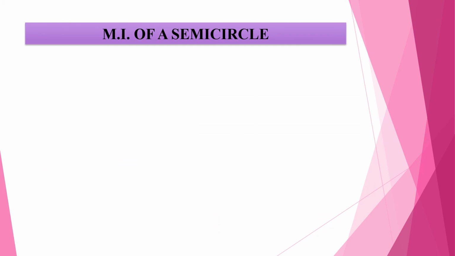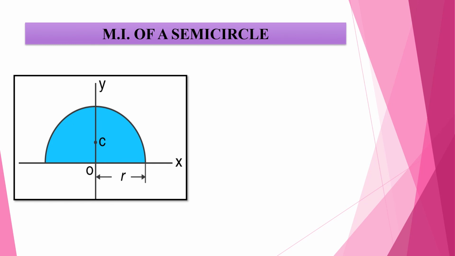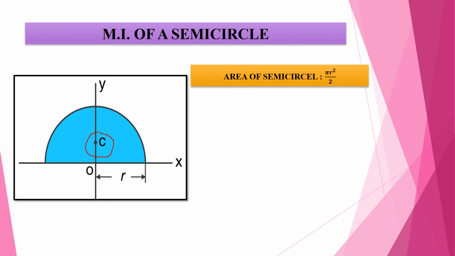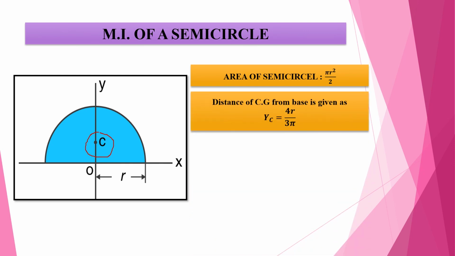Then the next standard shape is a semicircle. This is a semicircle having R as the radius, and C is the center of gravity. The area of a semicircle is given as pi by 2 r square. Then the distance of the center of gravity from the base: OX is the base and C is the center of gravity, which is located at a distance of 4r by 3 pi.